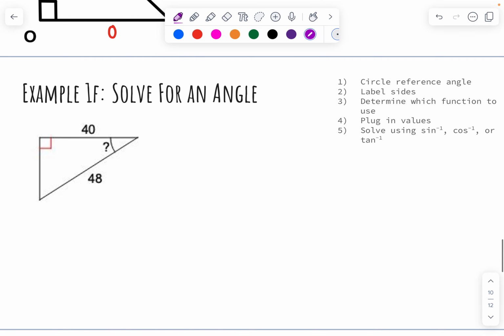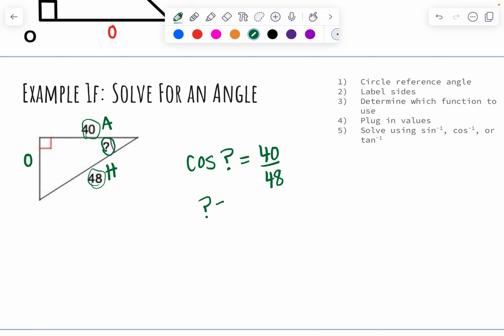Let's look at a few more here. Here's our reference angle, hypotenuse, opposite, and adjacent. We're dealing with hypotenuse and adjacent, so cosine. So cosine of question mark is 40/48, which means our question mark then would be inverse cosine of 40/48, which means our question mark then would equal 33.56 degrees.